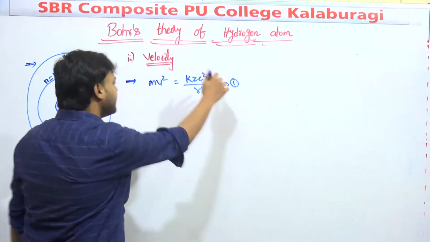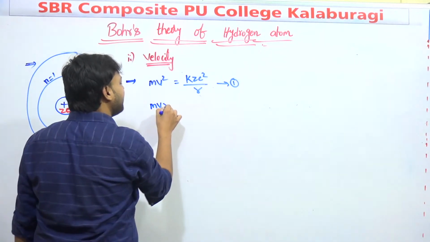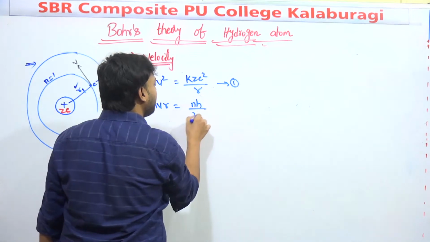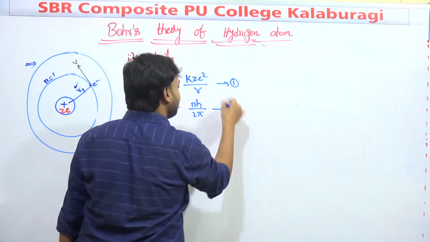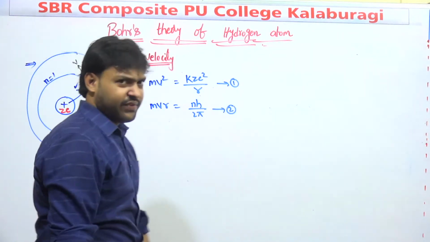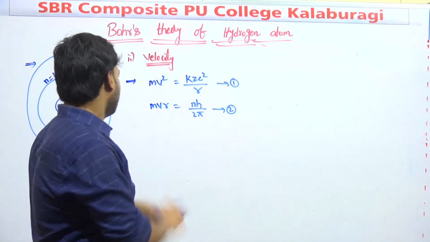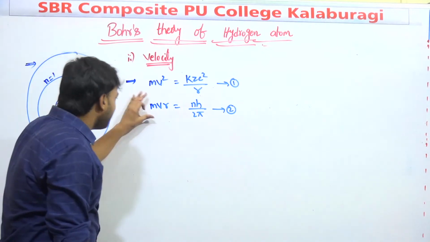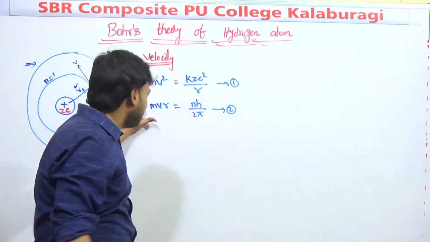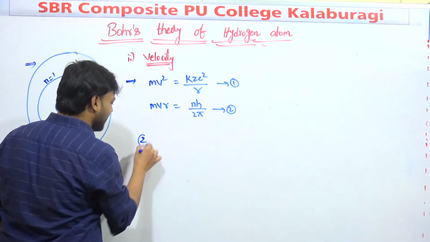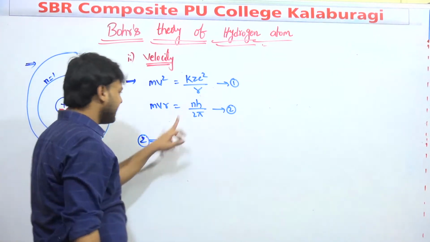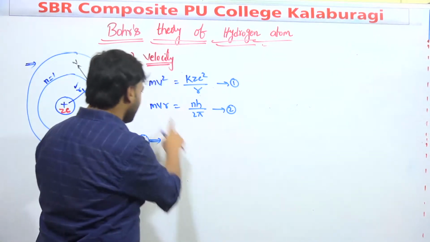So the second equation is angular momentum, which equals nh by 2 pi. The second equation is the same. Now try to understand how we can solve for velocity. From equation 2 we can directly solve. I consider equation 2, because now we want velocity.